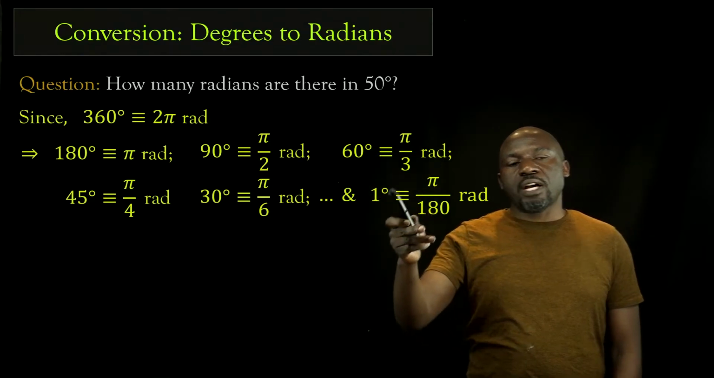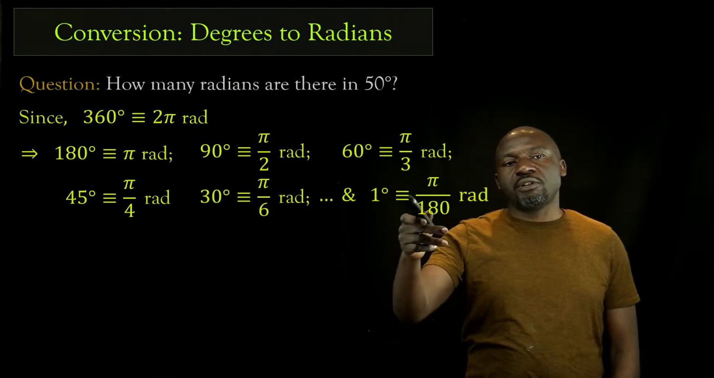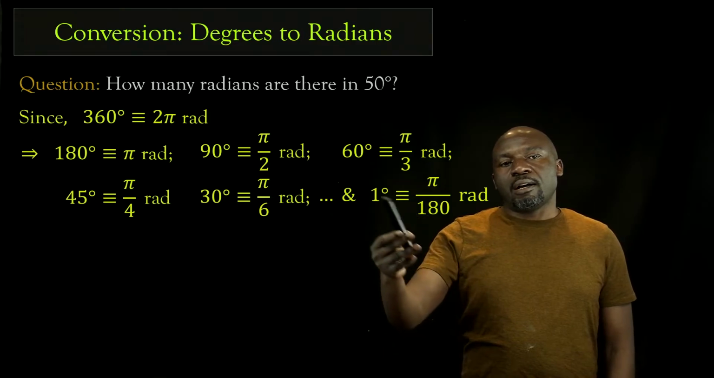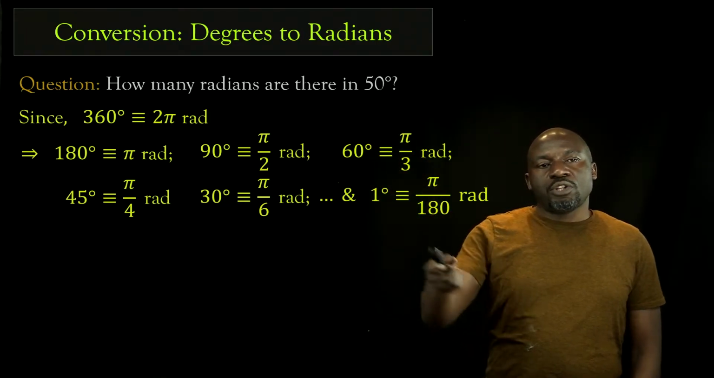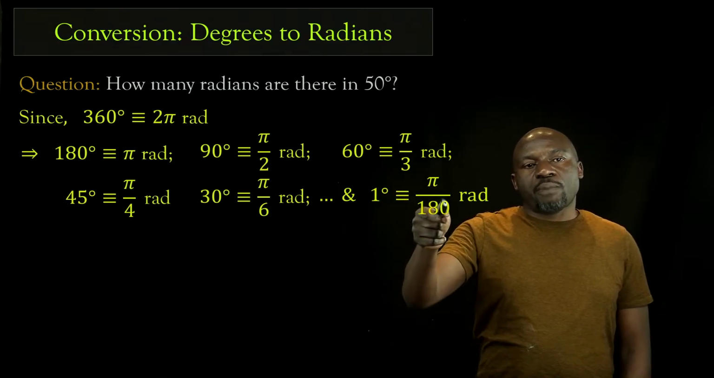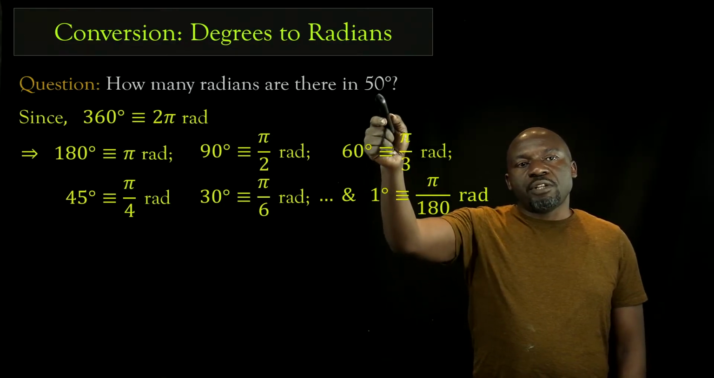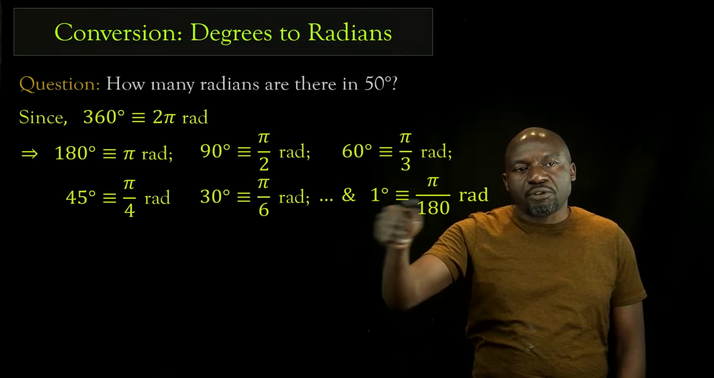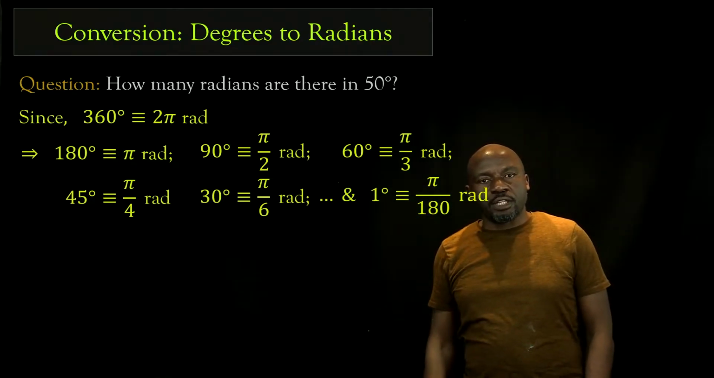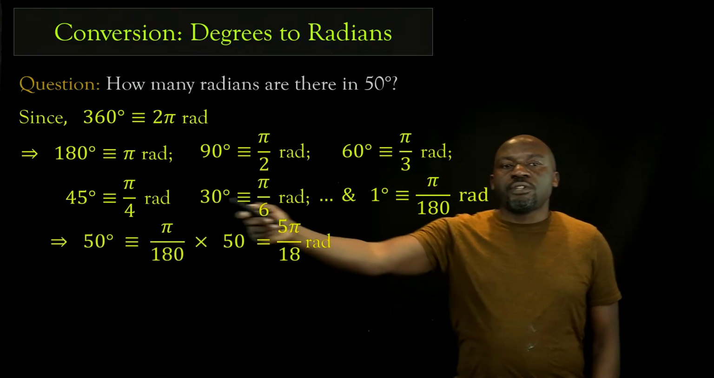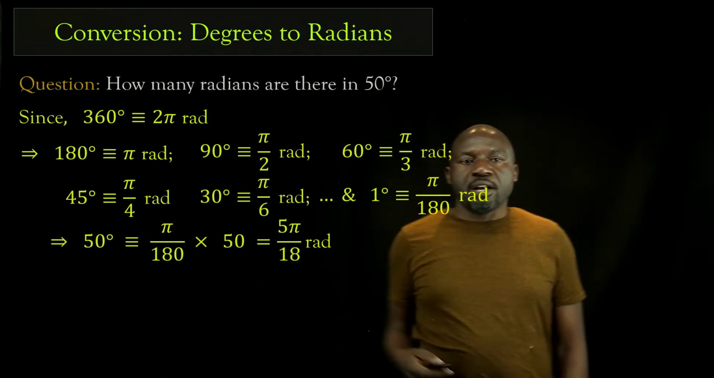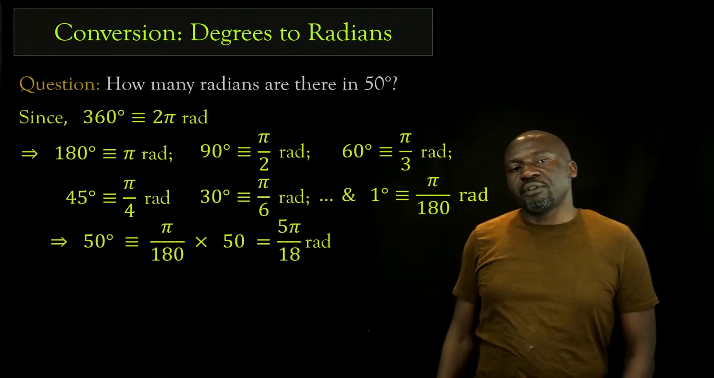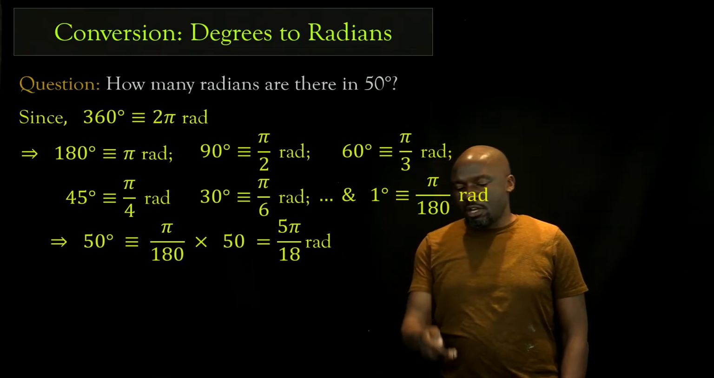If somebody wanted to find the angle in radians, 20 degrees for example, 10 degrees, 50 degrees such as this one, then we just say if 1 degree is pi over 180, then 50 degrees must be what we have for 1 degree multiplied by 50, which is to say that 50 degrees is pi over 180 multiplied by 50. When you simplify that, you get 5 pi over 18 radians.